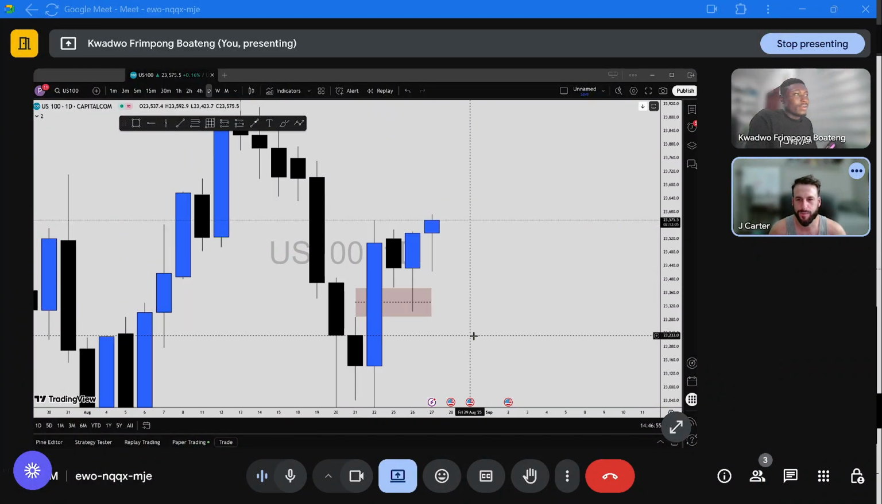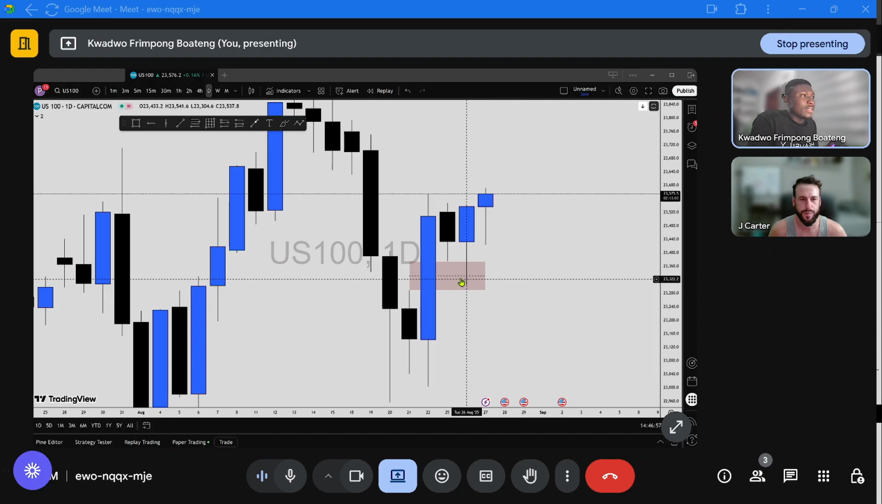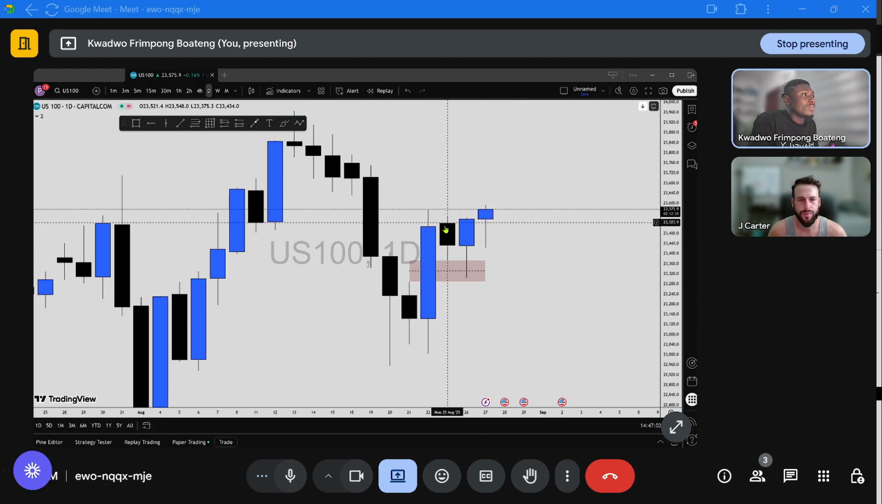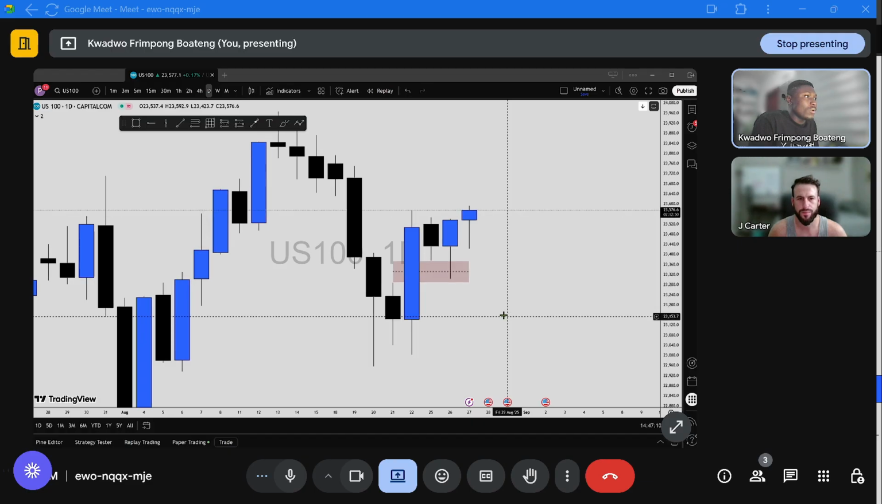All right, so we created this imbalance on the daily charts on NASDAQ. Monday consolidated, Tuesday took Monday's low into the imbalance, right? So looking at how we close on Tuesday, what will be your bias today, Wednesday? What will be your bias?